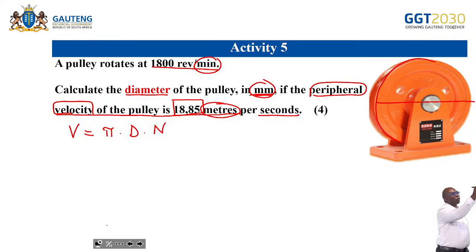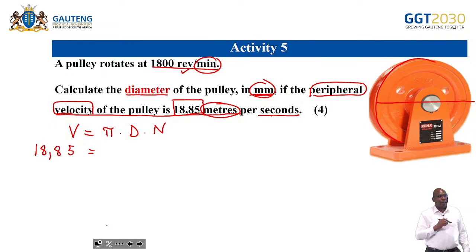So the number of revolutions we have there is 1,800 revs per minute. Remember, it's per minute. And here it is written per second, so that means we must change something there. So the velocity is given. So what should we do now? We write down what is given there. It's 18.85. Remember, that is in seconds. So my revolutions there must also be in seconds.